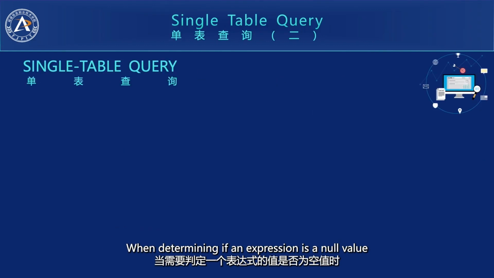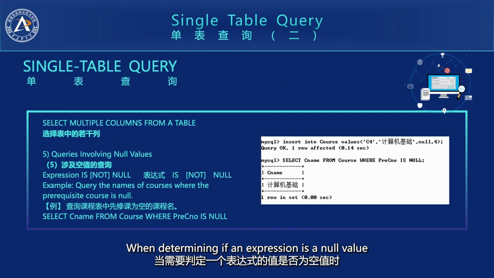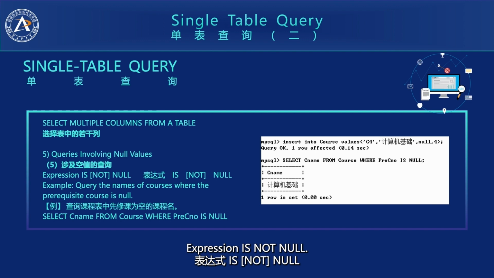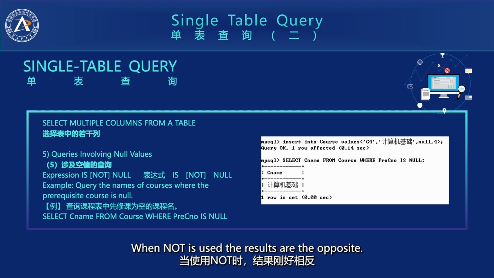When determining if an expression is a null value, the is null keyword is used with the following format: expression is [not] null. When not is not used, if the expression's value is null, it returns true. Otherwise, it returns false. When not is used, the results are the opposite.